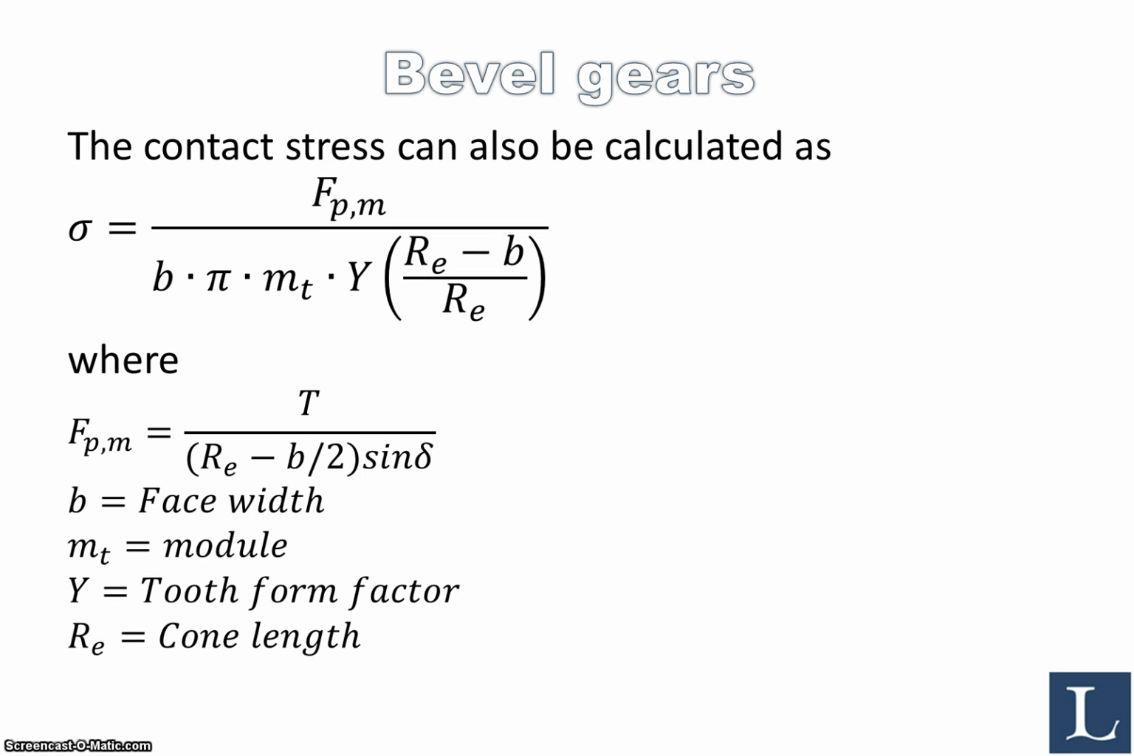There's also another way of calculating the contact stress based on the same FPM, which we have derived earlier, and this is then divided by the face width, pi, times the module, times Y, which is a tooth form factor. This is something that can also be taken from literature or from diagrams. And Re is the cone length, again minus the face width over the cone length. So this is an alternative way of getting the contact stresses.